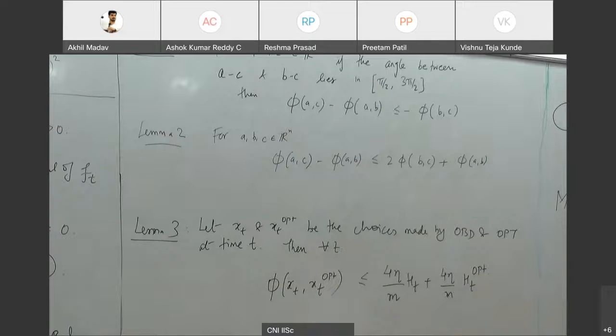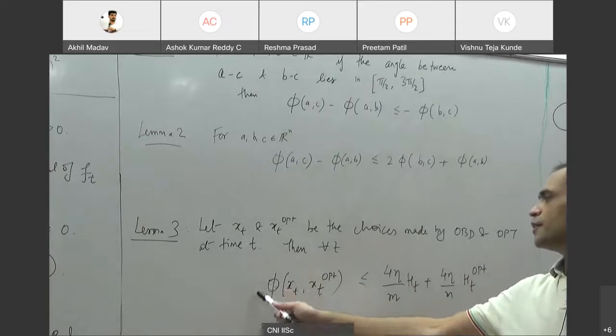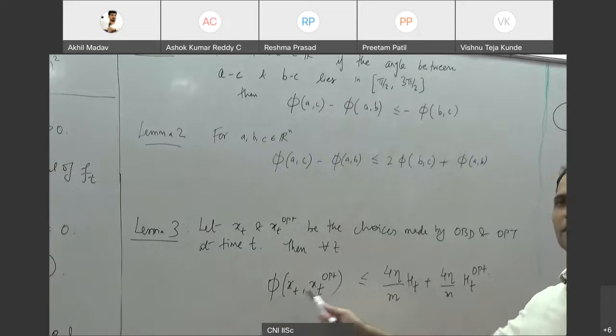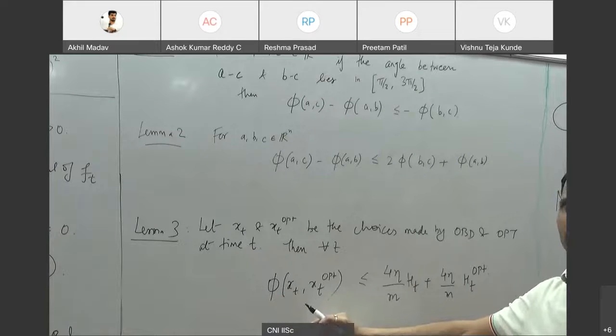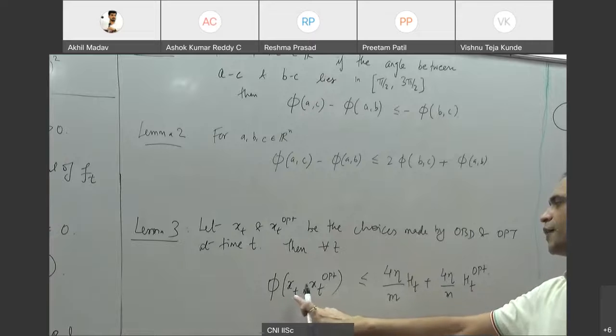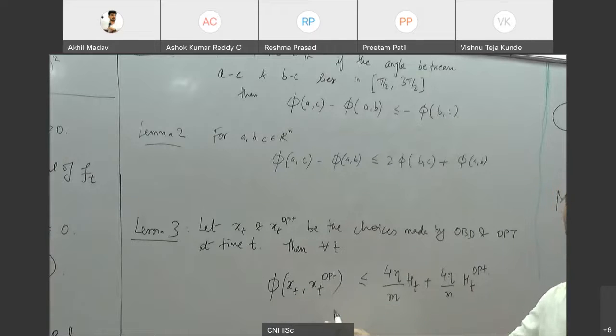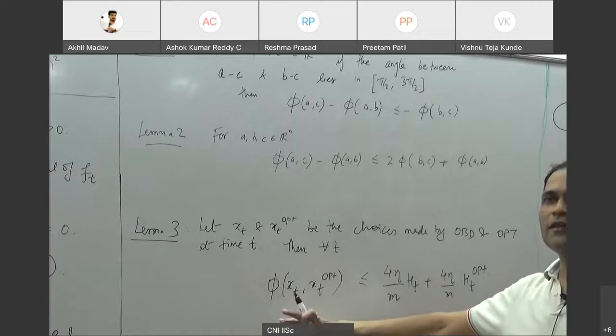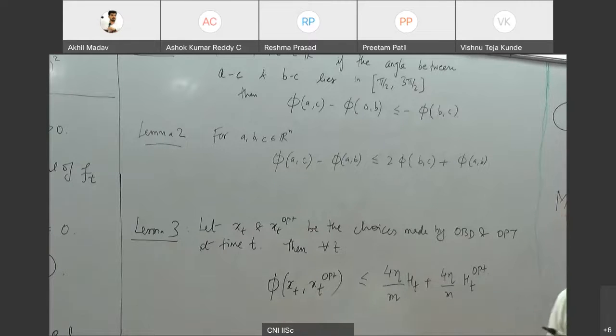I actually want to control the difference in two subsequent time steps. So this is the first step I'm going to write. Then I'll look at P of XT comma XT OPT minus P of XT minus 1 comma XT minus 1. How is phi changing over time is what I really want. This is just the first stepping stone.